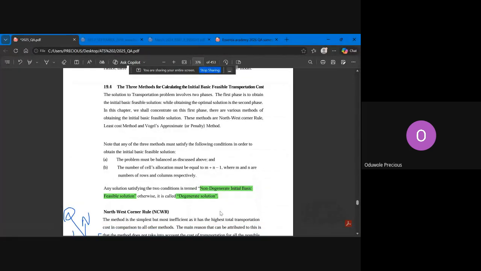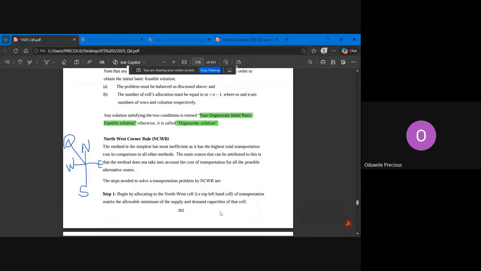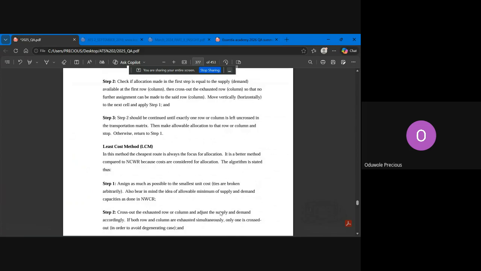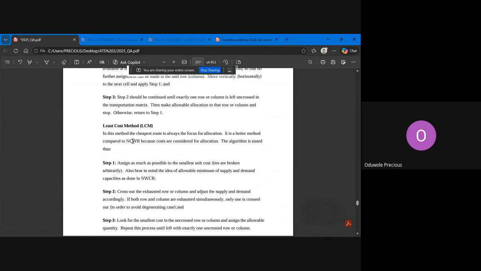From the word least cost, that means the smallest. So in this method, the cheapest route is always the focus of the allocation. Cheapest. The first one is northwest. Okay, so it starts from the northwest corner. This one is the cheapest, the one that has the smallest cost.